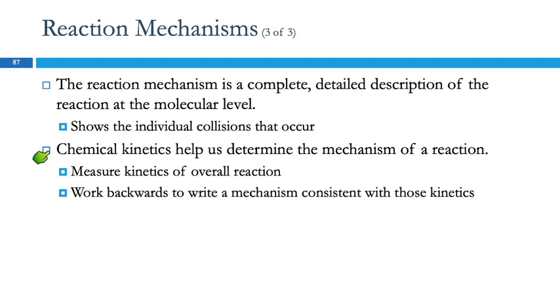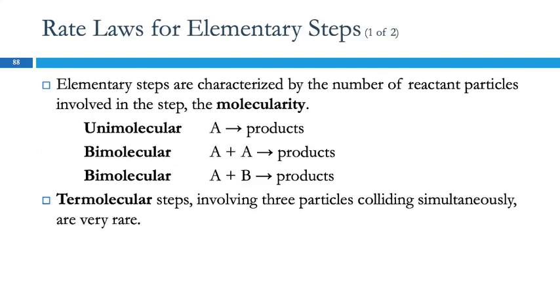And chemical kinetics can help us because we can measure the kinetics of the overall reaction. That's what we've been studying in Chapter 15 so far. And then we can take that and work backwards to find a mechanism that will be consistent with the observed kinetics. Does that mean that that's going to be the correct mechanism? Not necessarily, it's just a possibility. So rate laws for elementary steps are much easier than rate laws for overall chemical reactions.